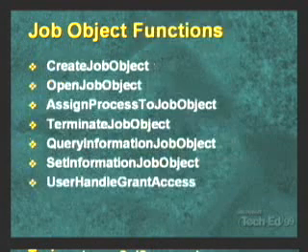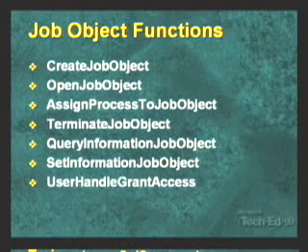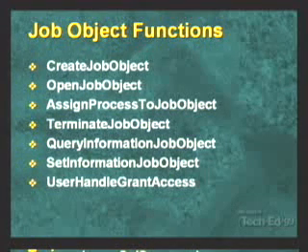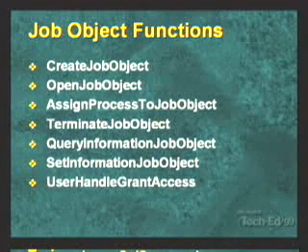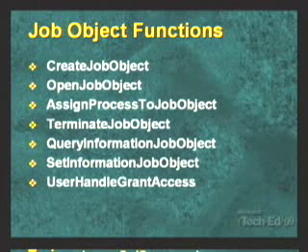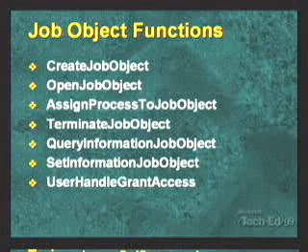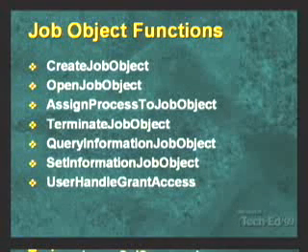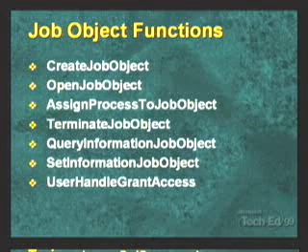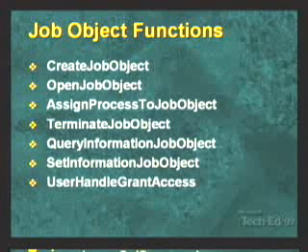Okay. The functions are very simple and easy to use. There's CreateJobObject, which returns a handle, OpenJobObject, and AssignProcessToJobObject. You pass it a process handle and a handle to a job, and it associates a process with the job. All child processes of that process are automatically associated with the parent's job. However, there are ways to override that, but the default is they'll just be there. TerminateJobObject kills all the processes in a job.